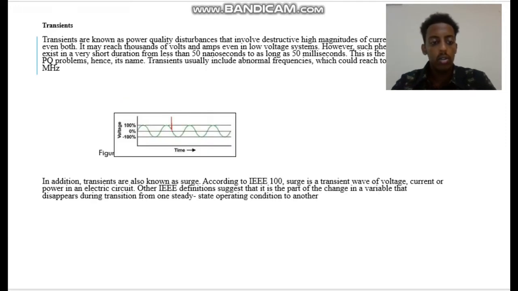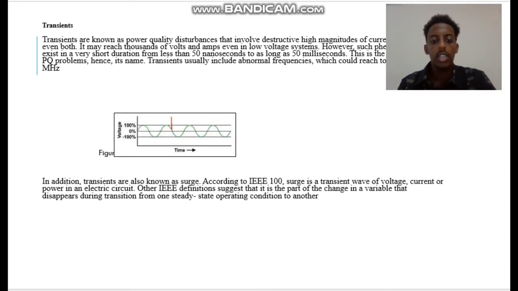Secondly, we are talking about transients. Transients are known as a power quality disturbance that involves destructive high magnitude of current and voltage, or even both. It may reach thousands of volts and amperes even in a low voltage system. However, such a phenomenon only exists for a very short duration, from less than 50 nanoseconds to as long as 50 milliseconds. This is the shortest among power quality problems, hence its name. Transients usually include abnormal frequency which can reach as high as 5 MHz. This figure also shows us the waveform of a transient.